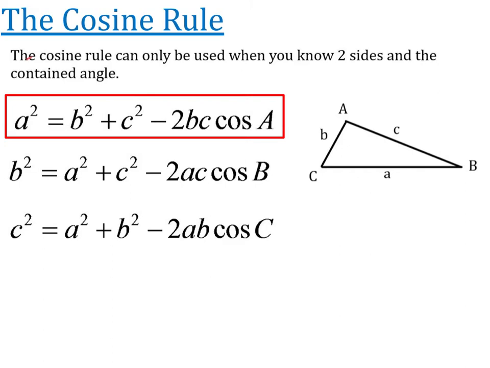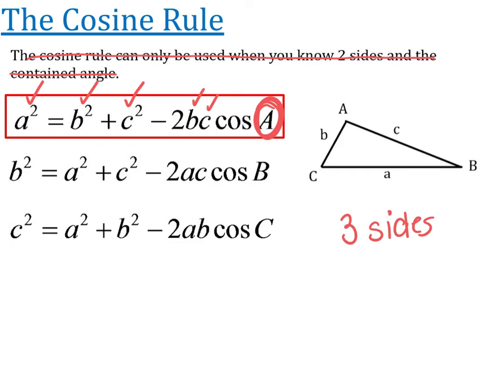So this bit at the top is actually a little bit of a lie. I probably should have changed that, and I think I just got too excited about everything. We can use the cosine rule, yes, when we have two sides and the contained angle, but we can also use it when we have all three sides. If we have all three sides, we're going to have side a, side b, and side c, which means we also have B and C here, which means the thing that we're looking for is the angle.